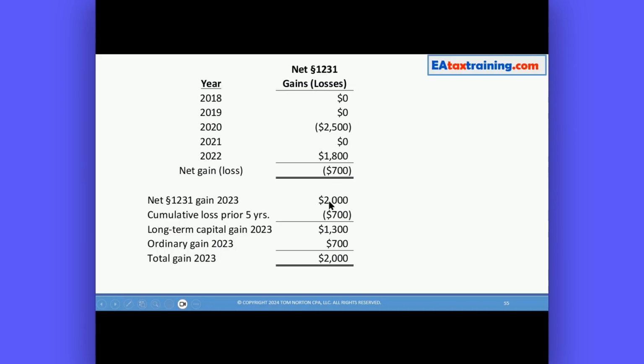So now this year you have a $2,000 1231 gain. You're going to have to treat the first $700 of that as ordinary. So that is ordinary gain for this year. The remaining $1,300 will get that special long-term capital gain treatment. What they're saying here is, since you got this benefit in previous years of getting an ordinary loss, and now you have a gain, we're going to make you treat the gain to the extent of those prior losses. We're going to make you treat this year's gain as ordinary.